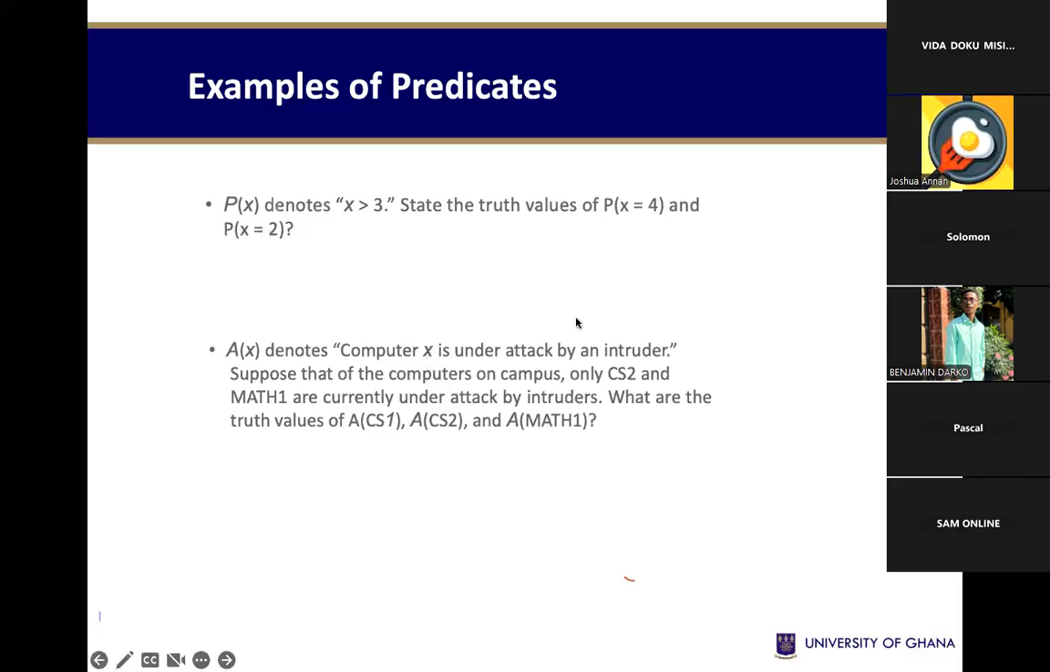All right. So we come here and we want to be able to look at A of X denotes computer X is under attack by an intruder. Suppose that of the computers on campus, only CS2 and MATH1 are currently under attack by intruders. What are the true values of A of CS1, A of CS2, and A of MATH1? Maybe let's try it. We need some 15 seconds and we look at the answers together. We move on. Right? This one is look and see. So 15 seconds. Okay.